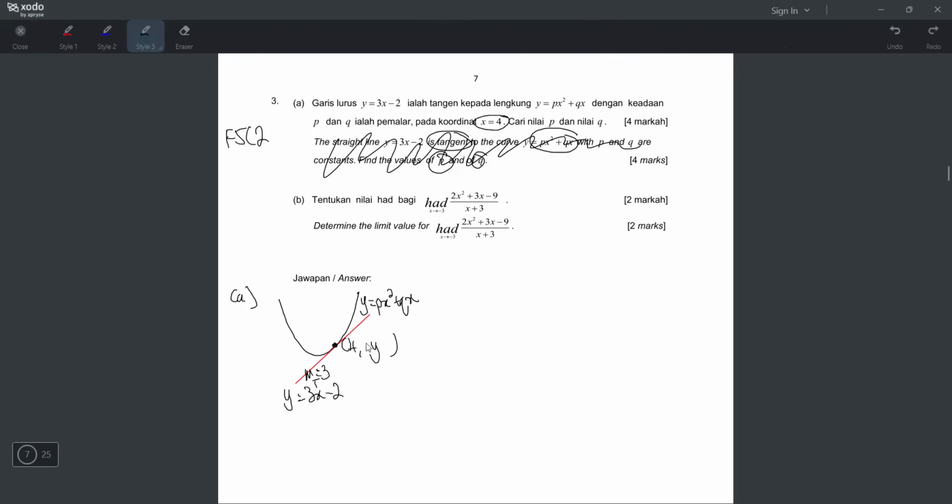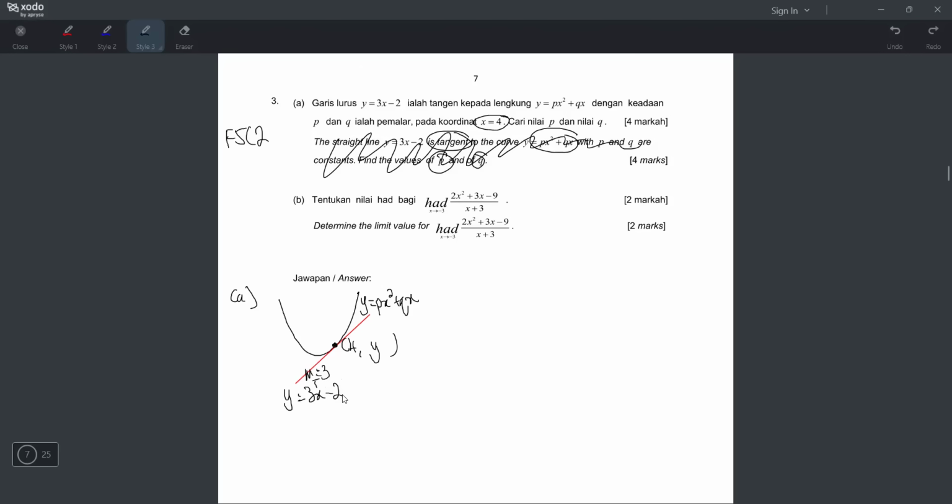So the y coordinate we actually don't know, and we cannot find it by subbing into the curve equation. But if you sub into the straight line equation, you can find the y, because when you sub in x equals 4, 3 times 4 is 12, 12 minus 2 is 10. So this is actually 10. But I feel like I will not be using the 10, I'm not sure, but let's just write it for now.